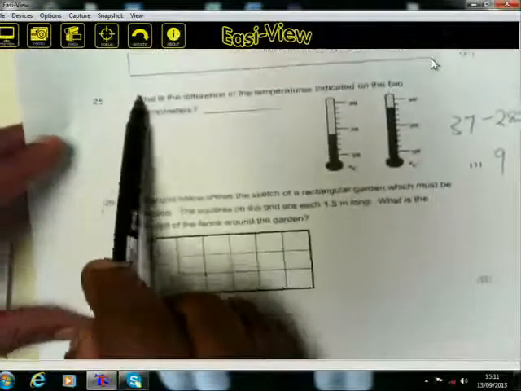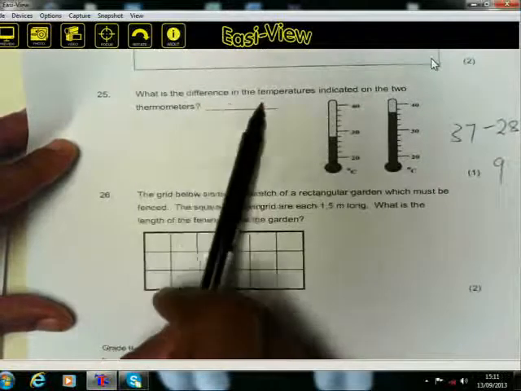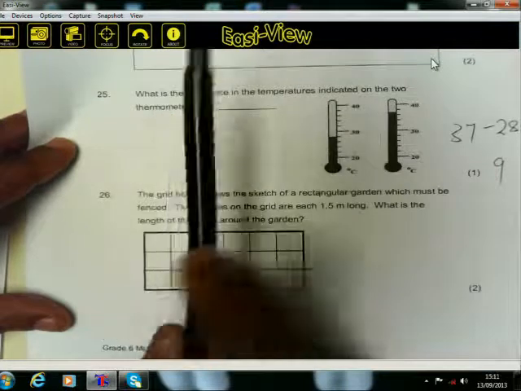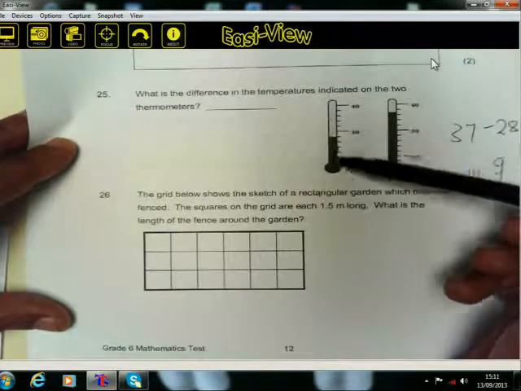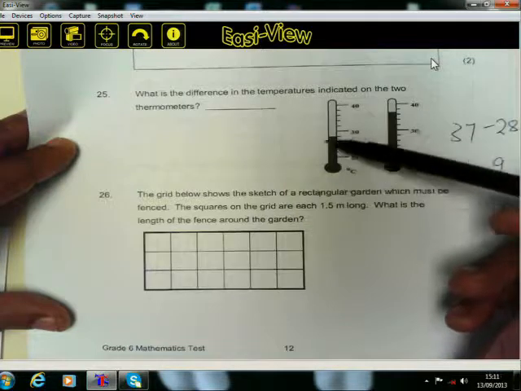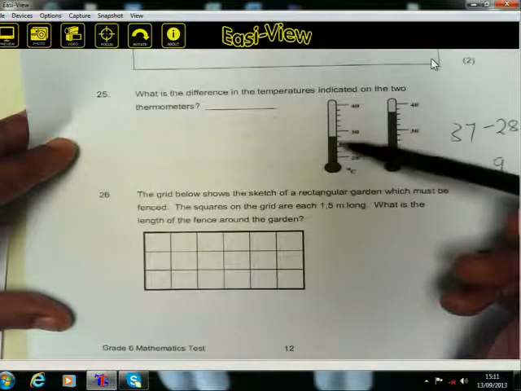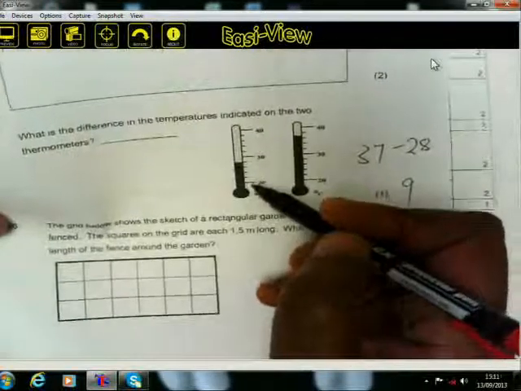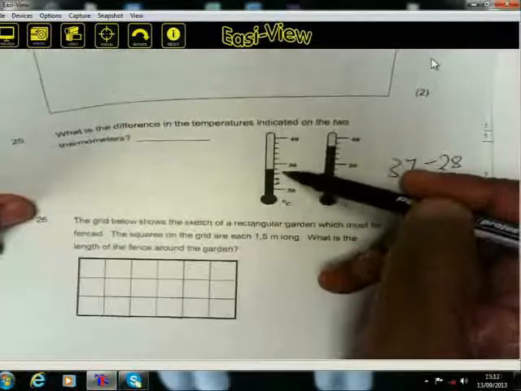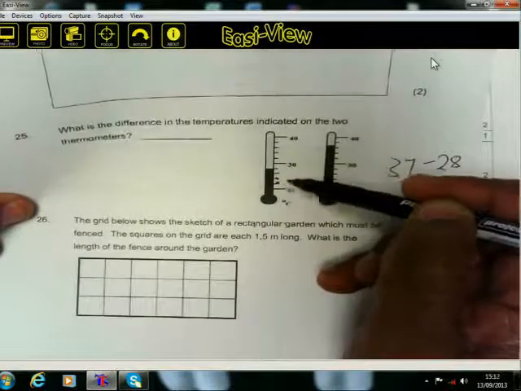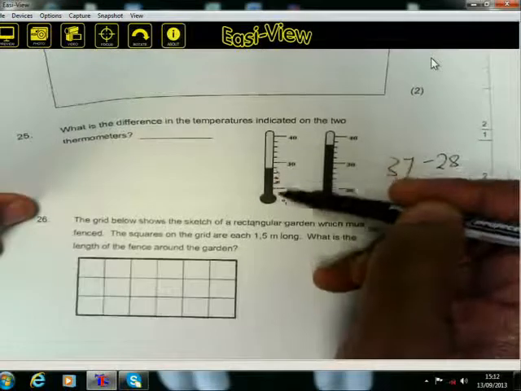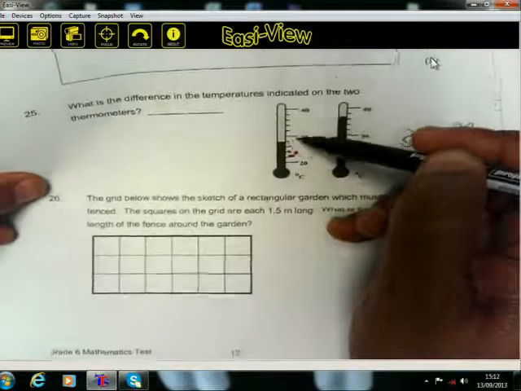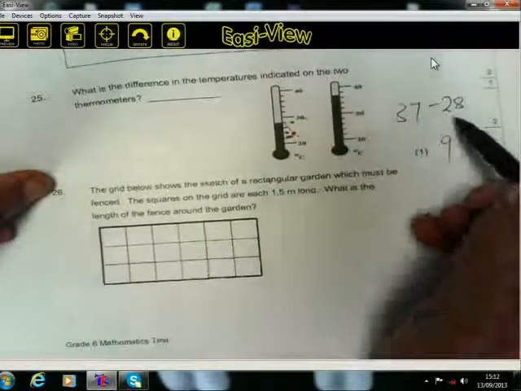What is the difference in the temperatures indicated on the 2 thermometers? Elena will read there the difference. You will see this one is 28 there maybe. Let's look at it. You see it's 20, 30, 2, 4, 6, 8, 10. Okay. Then 2 there, you see 22, 24, 26, 28, 30. You see that one, that is why 28.